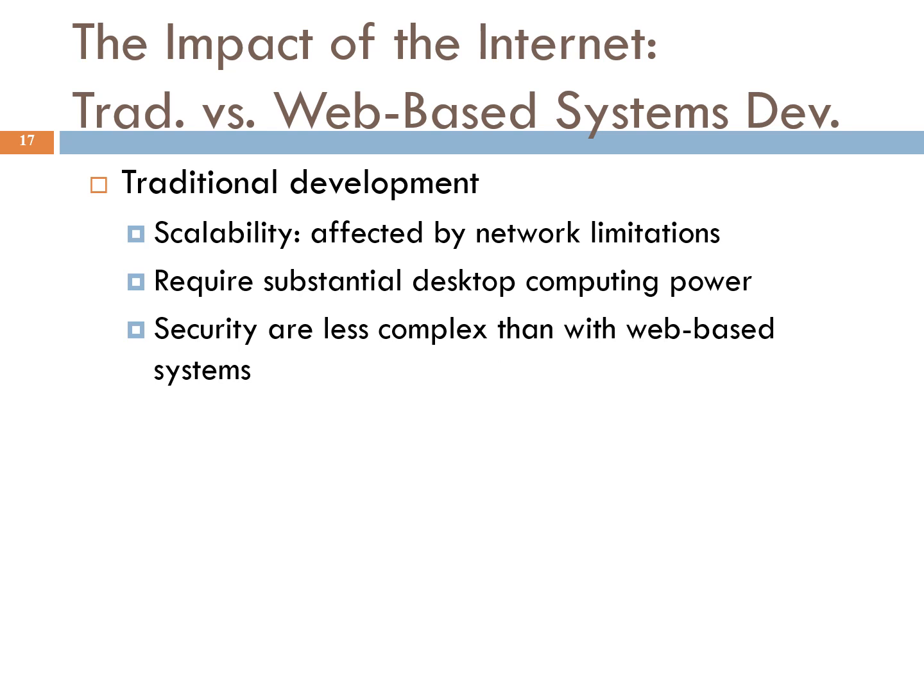In terms of traditional development, there are issues of scalability. It can be affected by the network. Scalability, as we have seen in the previous chapter, is the ability of the software to grow. It requires substantial desktop computing power, because you are using non-web based functions in most of your software. Security is less complex compared to a web-based system, because it is in your territory.